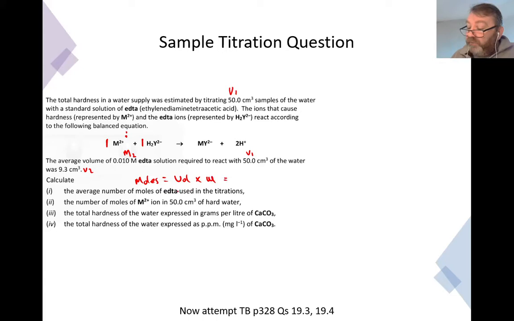Okay, so all I've got to do there for the EDTA is get its volume in litres. So 9.3 centimetres cubed divided by 1,000, because don't forget there's 1,000 centimetres cubed in a litre. So 9.3 over 1,000 multiplied by its strength, 0.01. All right, because they're asking me about the number of moles.